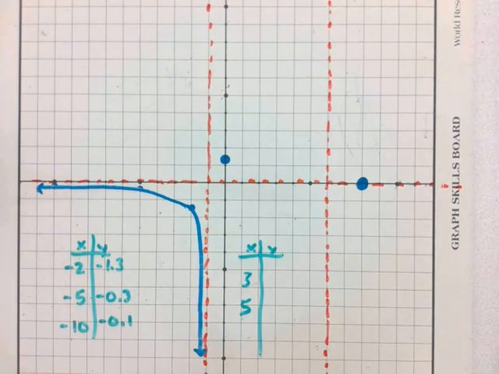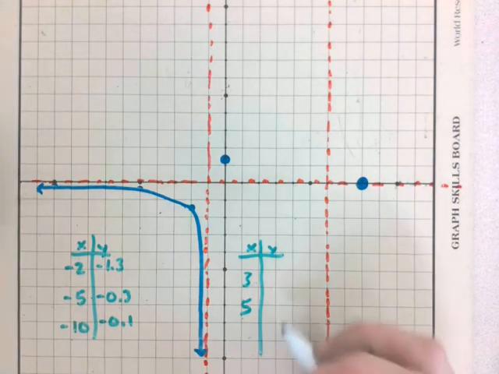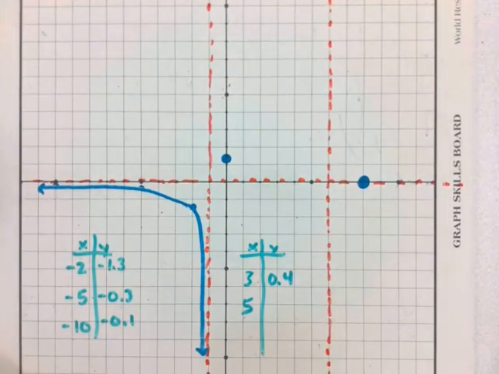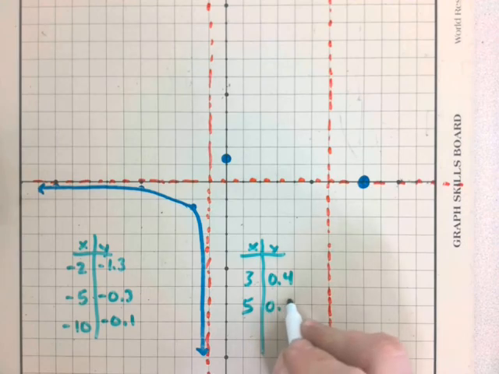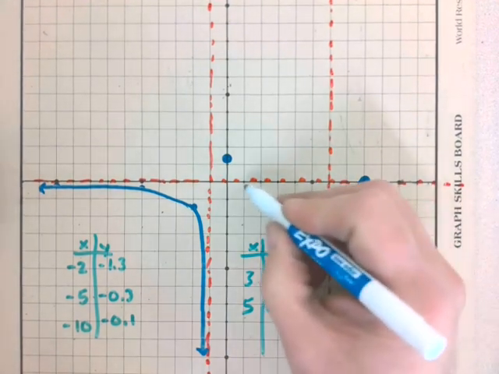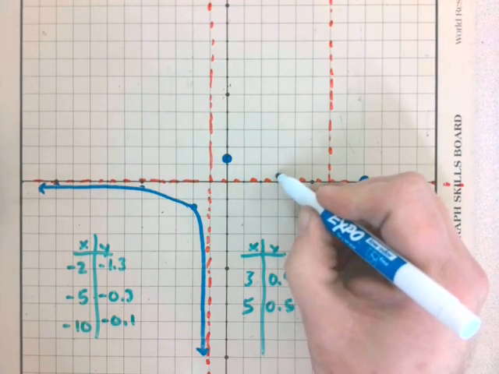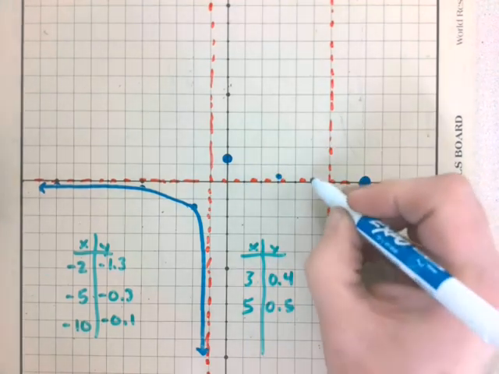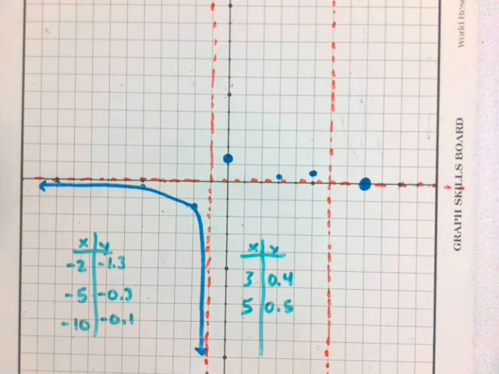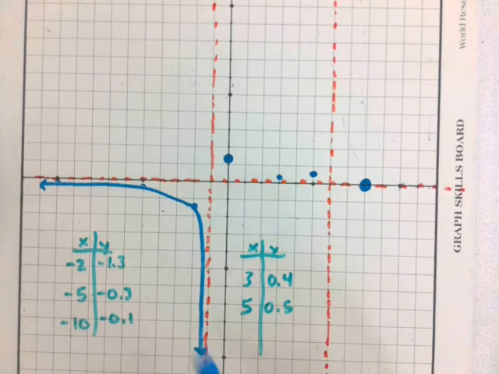If you plug in 3 and then round that off to 1 decimal, you get about 0.4. And if you plug in 5, you get about 0.5. So (3, 0.4) is about here. (5, 0.5) is up just a tiny bit from that. And again, I kind of can tell what's going to happen now. Maybe I need to do a few more points, but I think I got it.